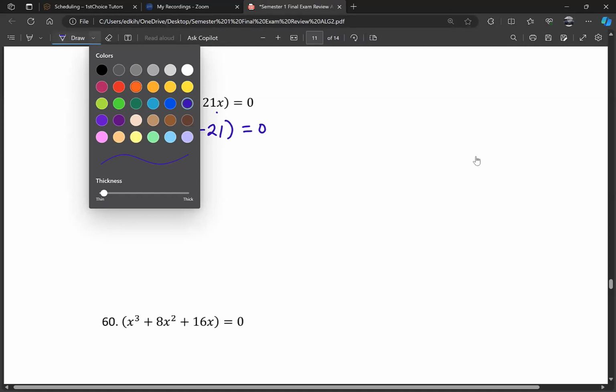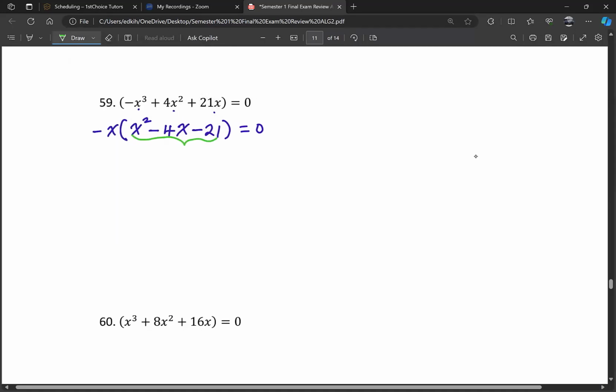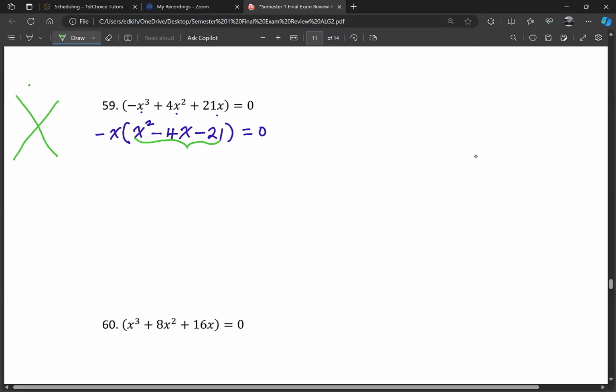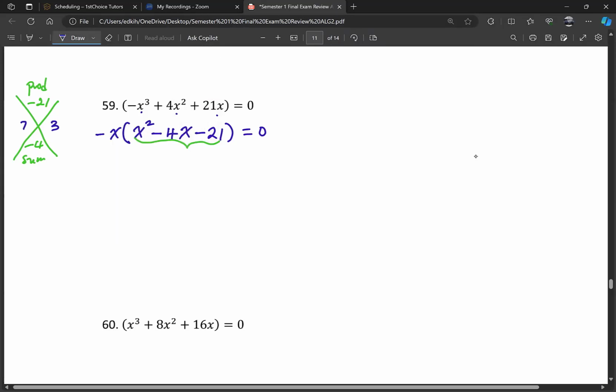And of course, you want to pause here and examine what's inside of the parentheses. It's a trinomial that is squared, so the x method makes sense. Product and sum. Product is negative 21, sum is negative 4. We're looking for numbers that multiply to negative 21 and add to negative 4. If you're thinking 7 and 3 with a negative 7, you would be correct, because negative 7 plus 3 is negative 4 and negative 7 times 3 is negative 21. So this becomes negative x, x minus 7, x plus 3 equals 0.